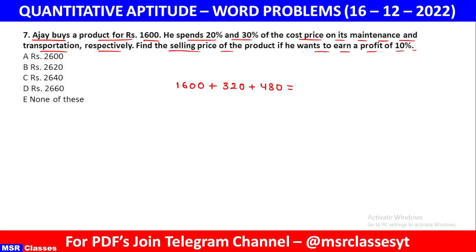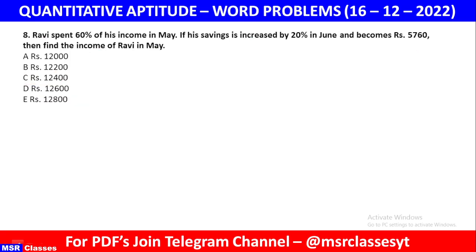Total cost price is 1600 plus 400 plus 400, which is 2400. This is the total cost price. Now I need the selling price. Selling price is profit 10% plus 240, which is 2640. Option C is the final answer for this question. Done. Yes, next question.